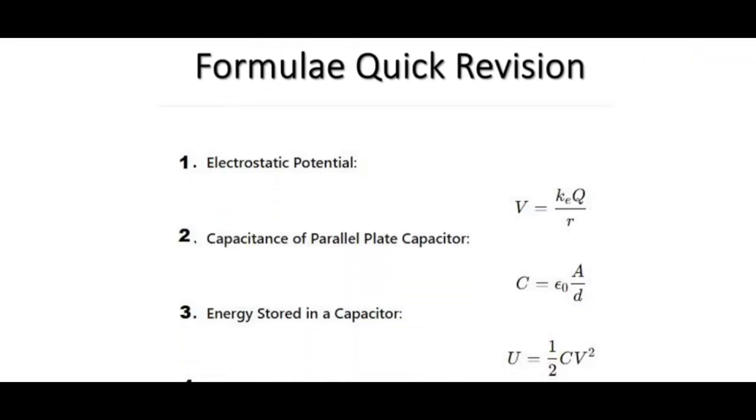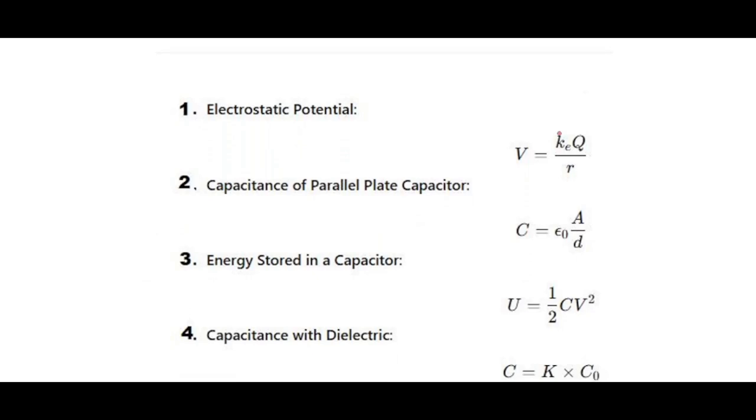Okay, beta. Now, formula quick revision. What we have studied till now. Electrostatic potential V is equal to K Q upon R. This you should remember. Capacitance of parallel plate capacitor C is equal to epsilon naught A upon D, and U is equal to half C V square. And finally, capacitance with dielectric constant K: C increases or multiplies by K into C naught, where C naught is the original capacitance. Okay, beta. Just memorize this formula. So your formula should be on your tips.